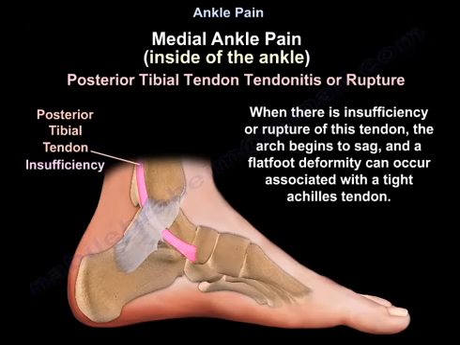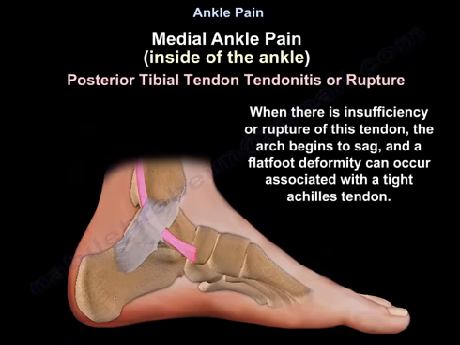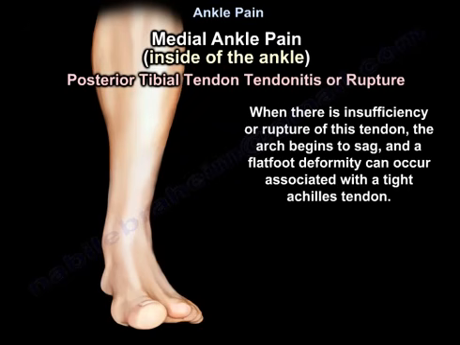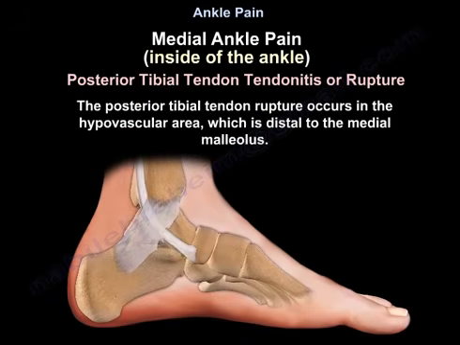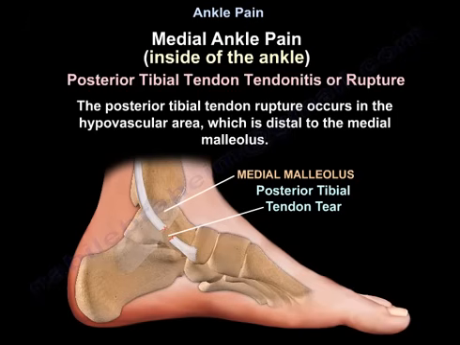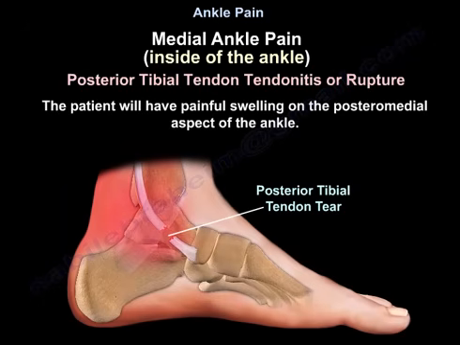When there is insufficiency or rupture of this tendon, the arch begins to sag and a flat foot deformity can occur, associated with a tight Achilles tendon. The posterior tibial tendon rupture occurs in the hypovascular area, which is distal to the medial malleolus. The patient will have painful swelling on the posteromedial aspect of the ankle.